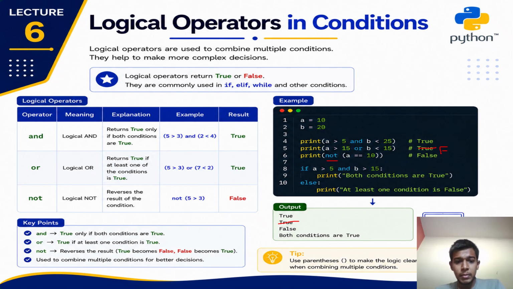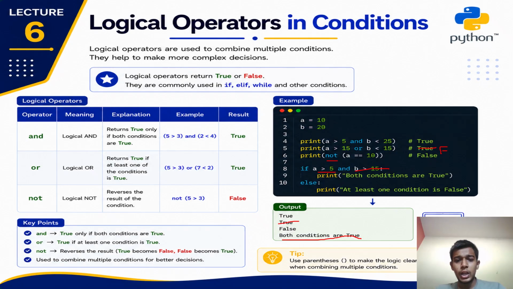Now look at the if statement. If a greater than 5 and b greater than 15, then both conditions are true. Else, at least one condition is false. Now check, is 10 greater than 5? Yes. Is 20 greater than 15? Yes. Both conditions are true. Therefore, Python executes the if block and prints both conditions are true.